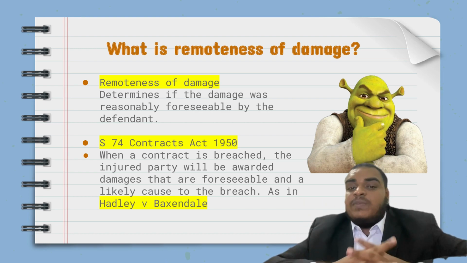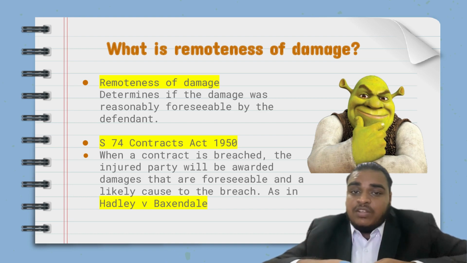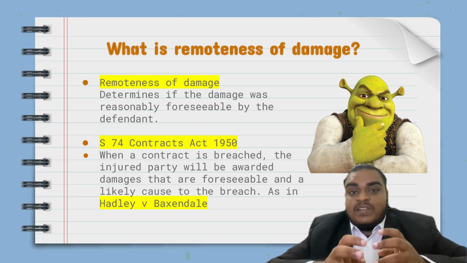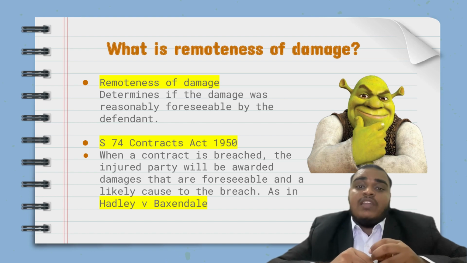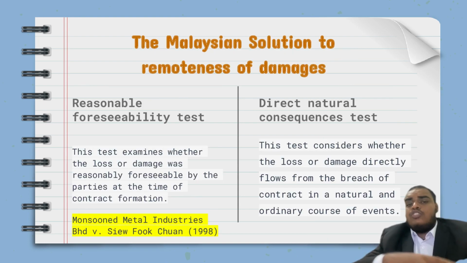This principle has been further provided for in the case of Hadley and Baxterdale. For this case, the court held that parties are only to be held liable for circumstances they can foresee during the formation of the contract. Another instance where this principle can be seen is in the case of Victoria Laundry and Newman Industries. In this case, damages were granted to the defendant on the grounds that the damage suffered was foreseeable and not too remote.